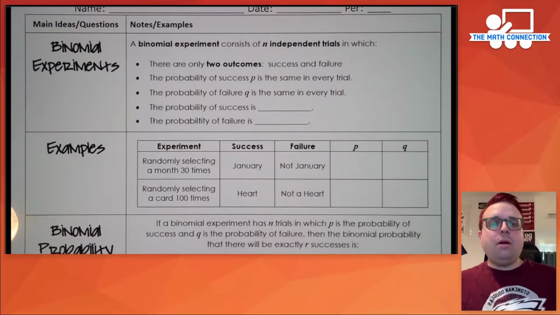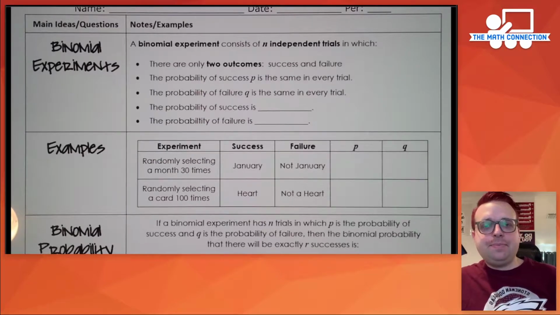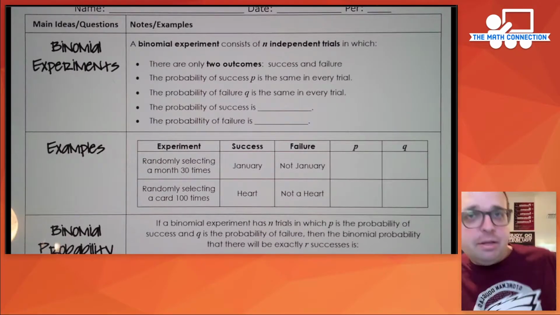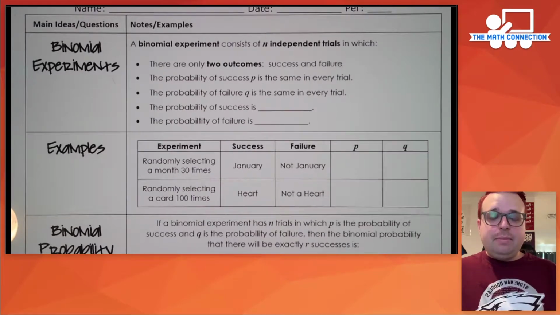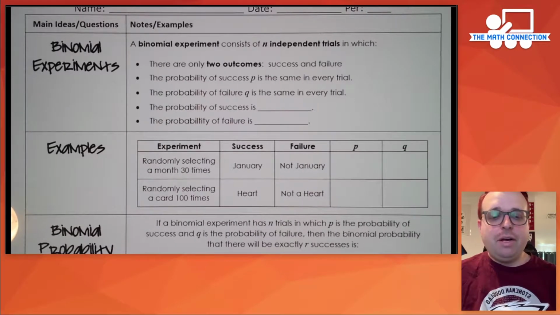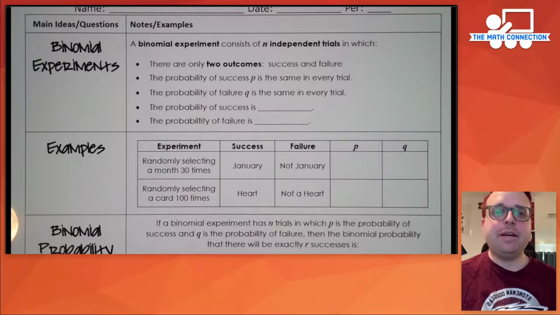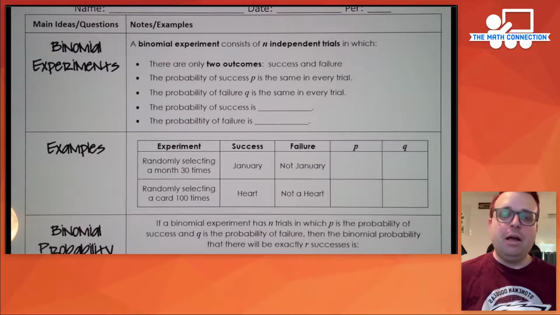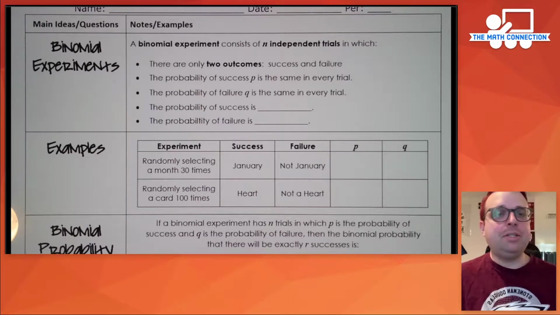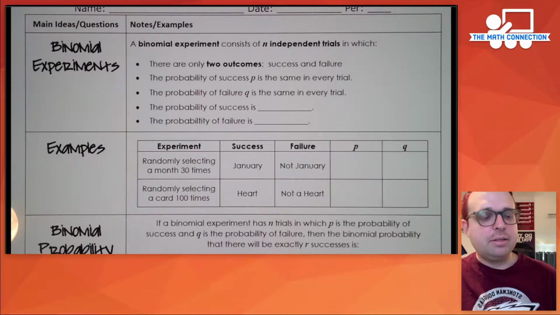Hey guys, welcome back. This is our next lesson, which is about binomial probability. Binomial probability is a pretty cool concept, and it's used to figure out the probability of having a specific number of successes in an experiment. You'll see exactly what I mean when we do some of these example problems. So let's go ahead and jump right in.